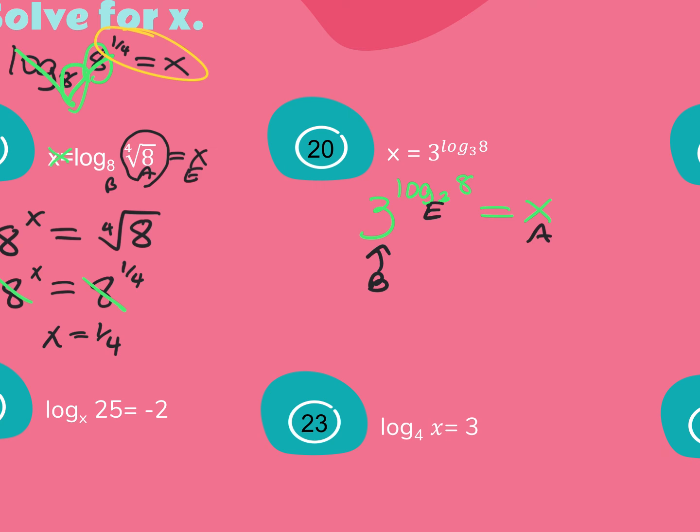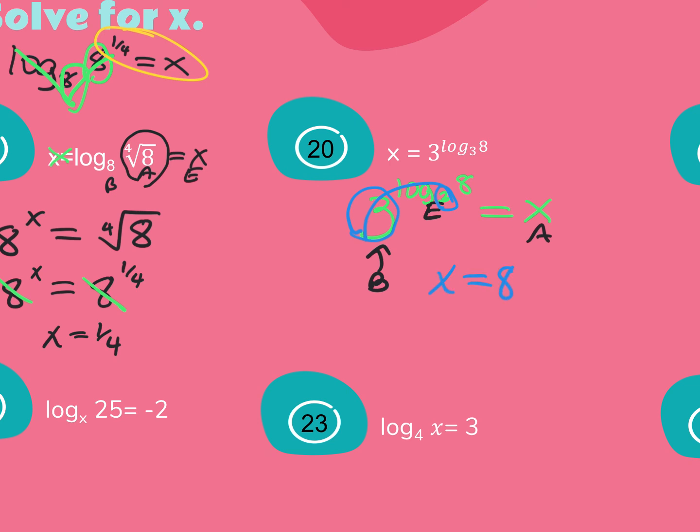Now, we can do two things here. We could transform it into logs and show that one property, or again, if you recognize that when the base of the exponent is the base of the log, this just cancels and you're left with x equals 8.